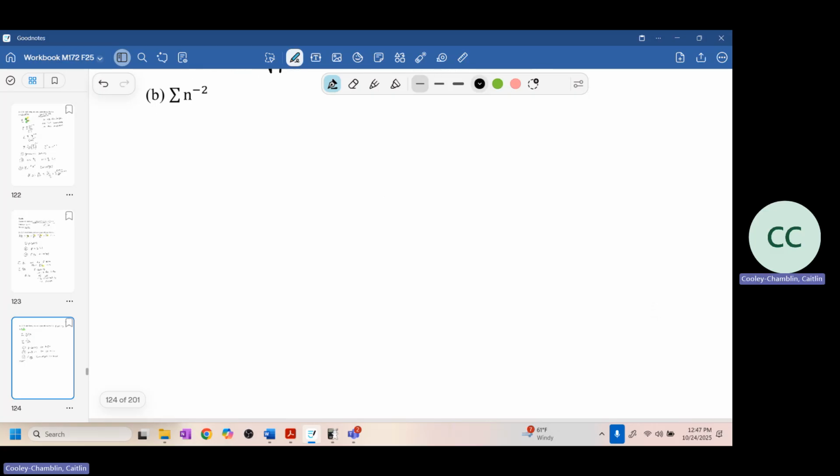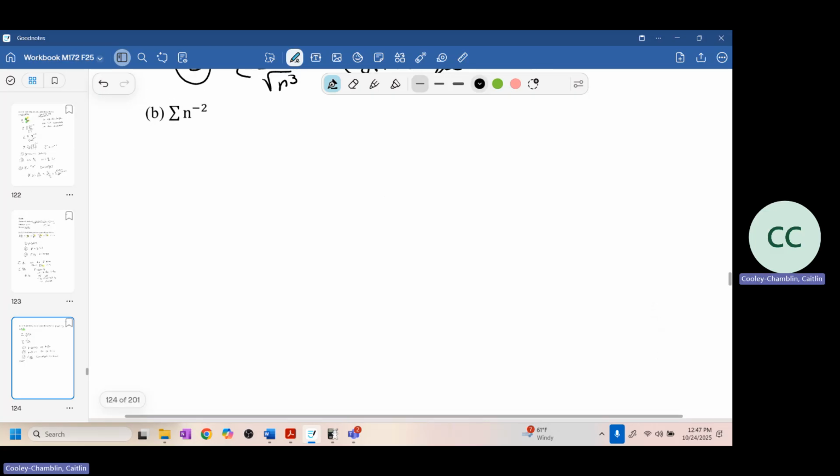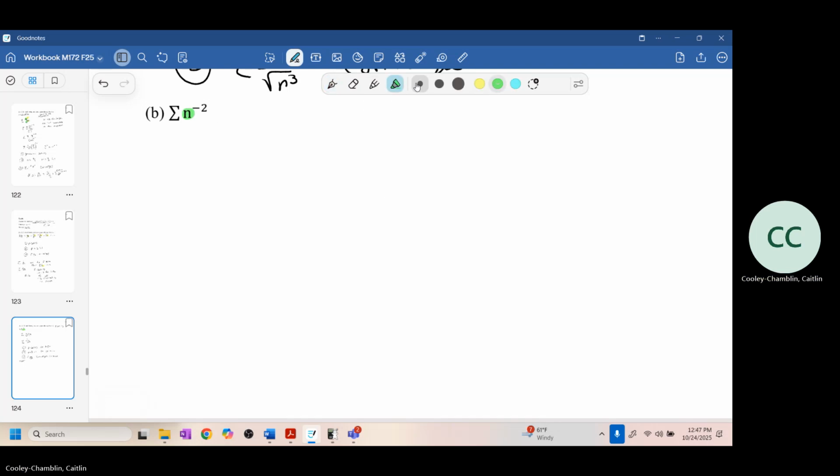We have the summation of n to the negative 2. Again, this looks like a p-series because n is the base and a number is my exponent. But we need to rewrite this because a p-series looks like 1 over n to the p. If I'm going to claim to my teacher, hey, this was a p-series, I need it to look like a p-series. So we're going to rewrite this.